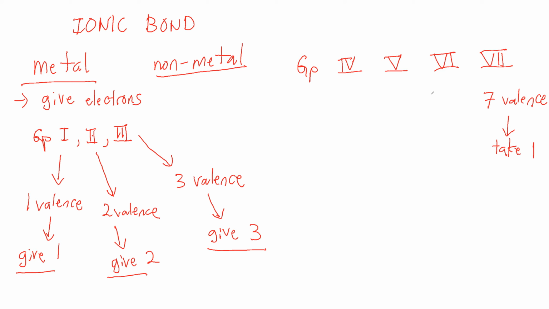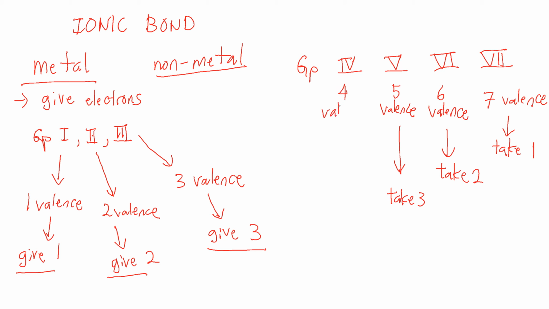Group 6 has 6 valence electrons. So for 6 valence electrons, they need to take 2 electrons to become 8. Group 5 has 5 valence electrons. So to become stable, it needs to take 3 electrons. And group 4 has 4 electrons, must take 4. Now notice non-metals take electrons.